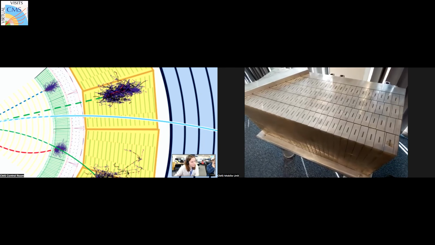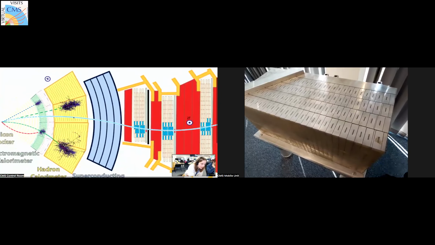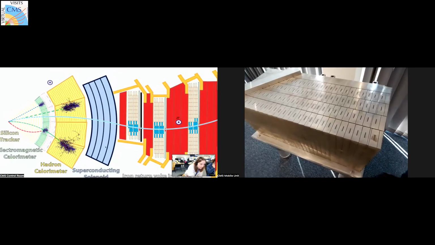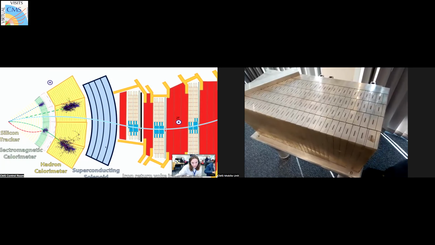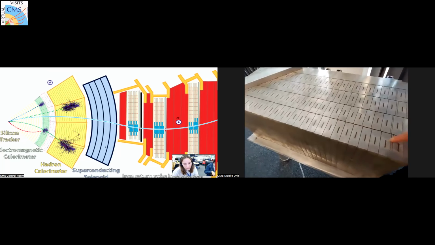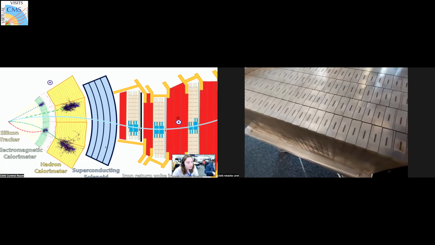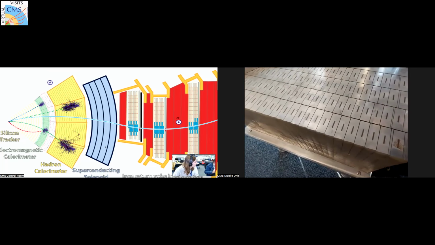Well, let's get back to the physics. So what Noemi is showing you right now is this light blue layer in my picture, which is the superconducting solenoid. So what is a superconducting solenoid? Basically, a solenoid is, let's say, a cylinder.